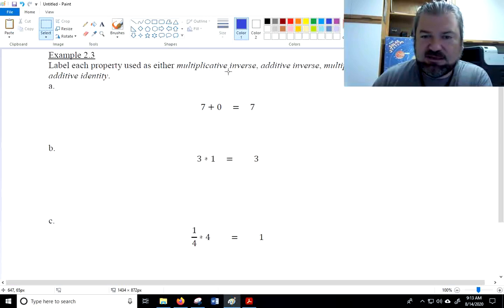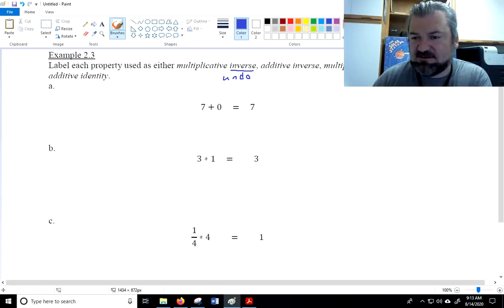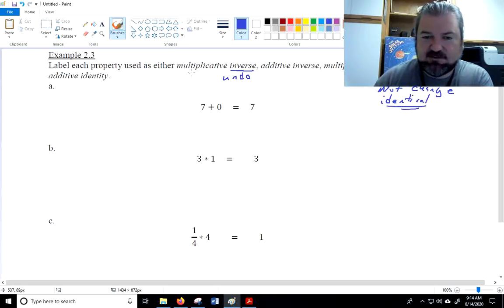But the word inverse, oh, I have it on brush mode. The word inverse means to undo. That's what it means to invert something, to undo it. The word identity is to not change. And I think a key word for you to think of when you see identity is the word identical. If two things are identical, they didn't change.